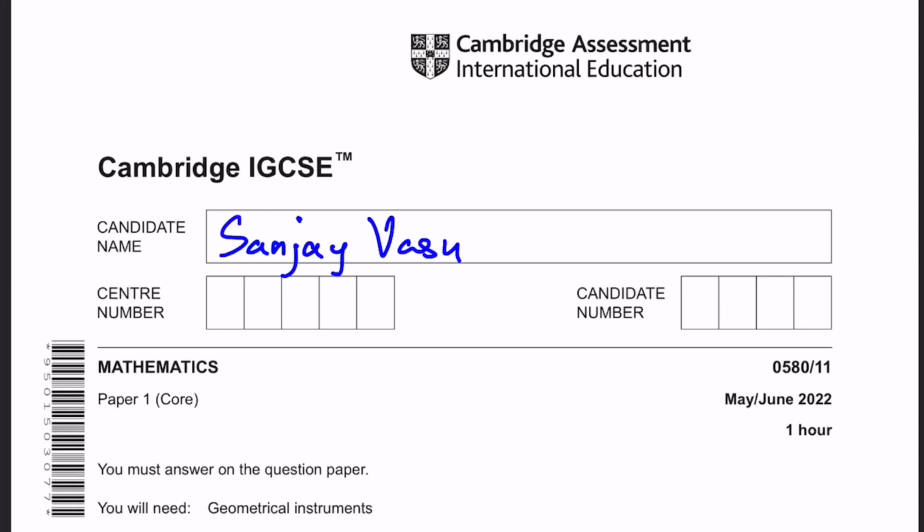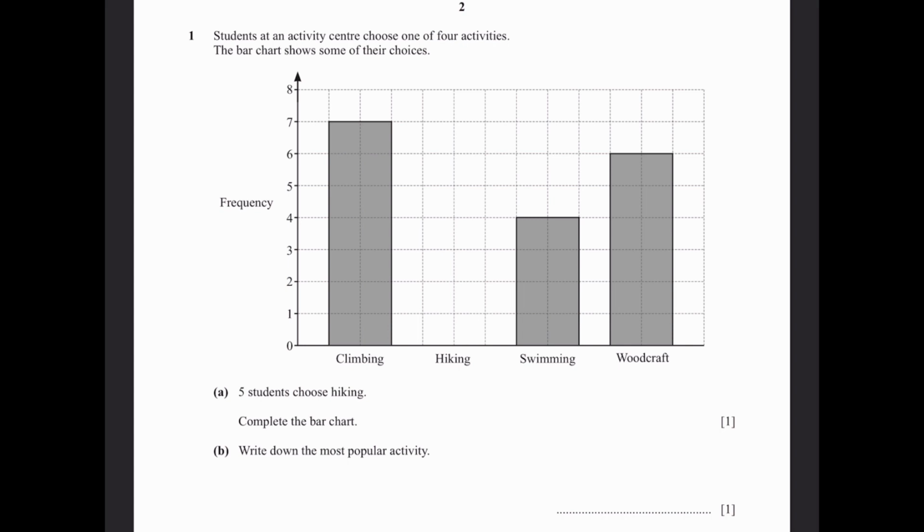This time we're going to be doing a Cambridge IGCSE paper for mathematics, which is Paper 1 Core Maths for May or June 2022. Question 1. Students at an activity center chose one of 4 activities. The bar chart shows some of the choices. A. 5 students chose hiking. Complete the bar chart. And B, write down the most popular activity.